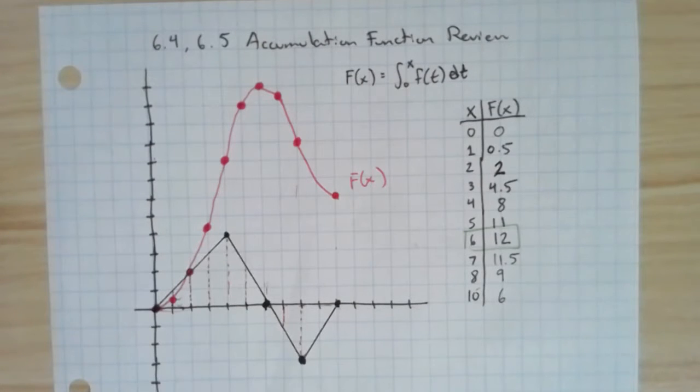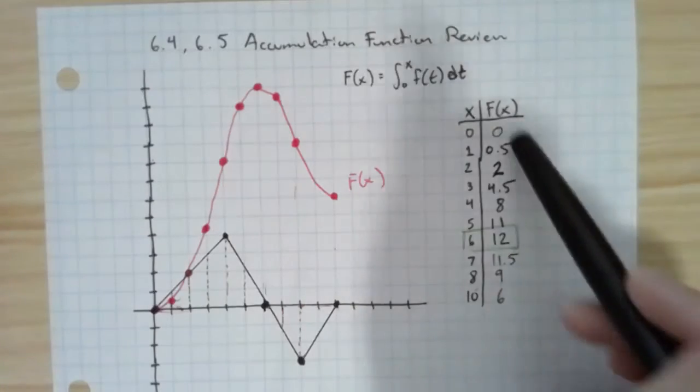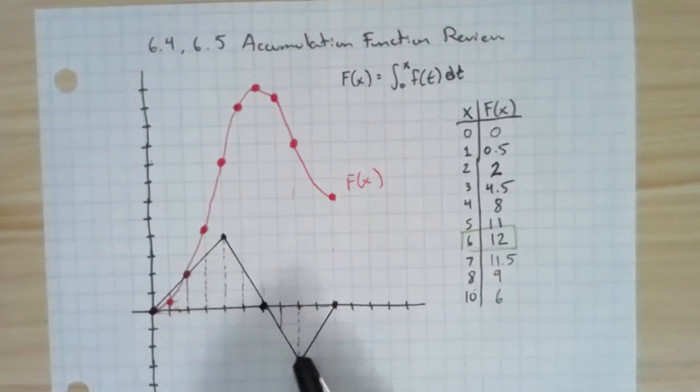We started it at the end of Wednesday, right? So make sure you go back, review your notes, or review the video. It's posted, okay? So that we can have that foundational idea of what an accumulation function is. So where do these values on the table come from? Again, we're looking at the black graph right now.